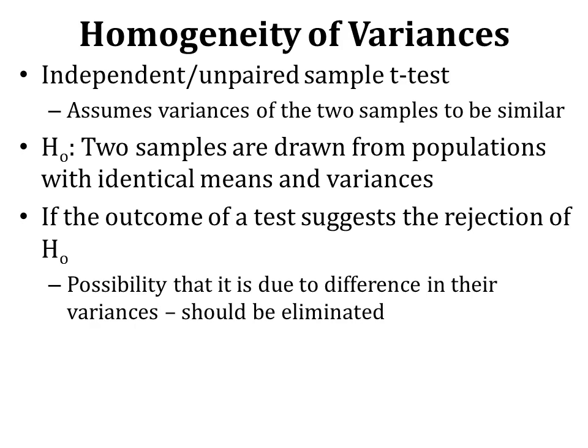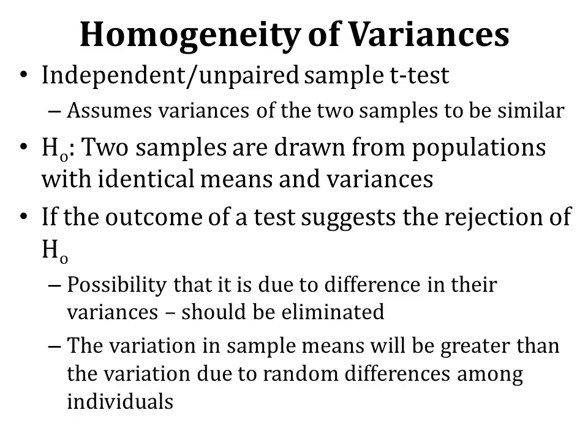Therefore we need to make sure first that the difference between the mean values is not because of the variances. So we need to check for homogeneity of variances between the two samples before we actually apply the t-test for unmatched observations. Otherwise the variation in sample means will be greater than the variation due to random differences among individuals. So we need to make sure that this is not the case.